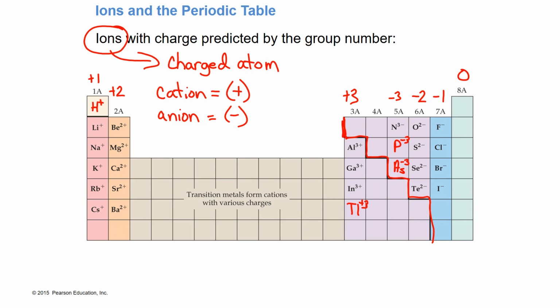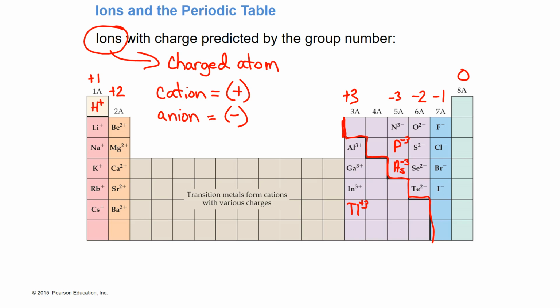So the location on the periodic table can help us determine the charge. It doesn't always, especially in this region right here, it's kind of hard to know the charge sometimes. But below this line is probably going to be positive, and if it's above the line, it's going to be negative.